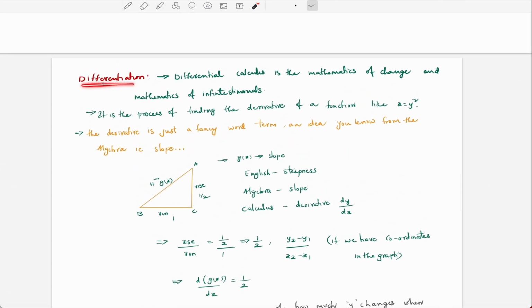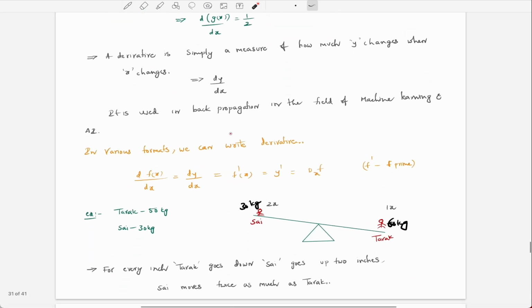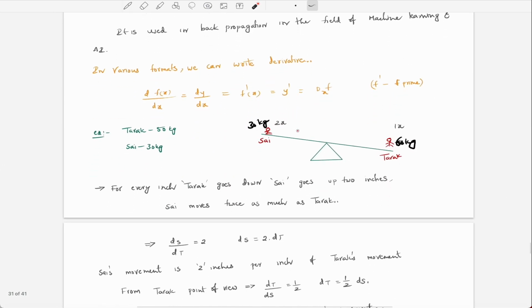I have started with differentiation. So what is differentiation? It's just finding the slope of the curve, right? Derivative is just a fancy term. So I have shown how we find the slope of the curve by using this diagram. We find the slope of the curve by using the formula rise over run, and if we have coordinates, then it will become y2 minus y1 by x2 minus x1. I have also given a practical example of how this relates to our differentiation lectures.